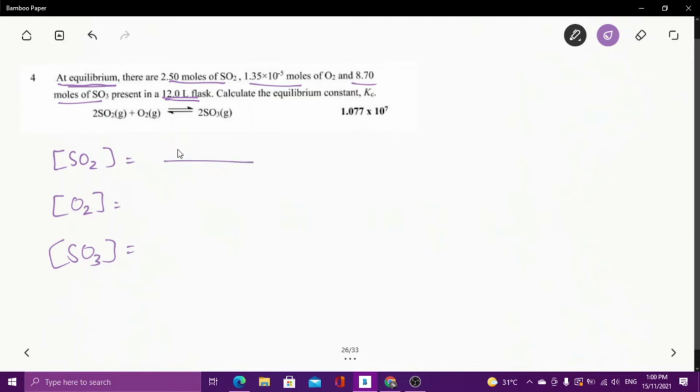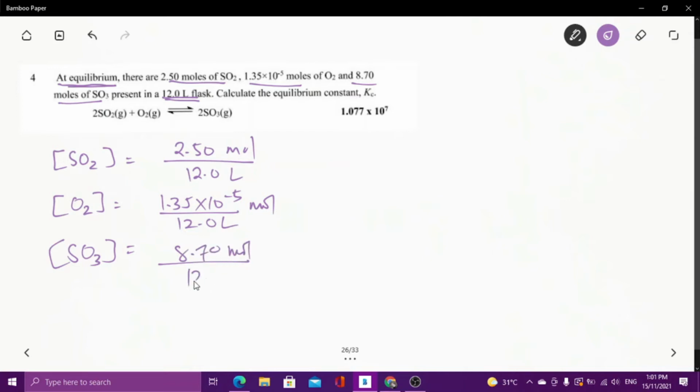So macam contoh SO2, we have 2.5 moles bahagikan dengan 12 liter. So it's always moles over volume. Ini pun sama juga, 1.35 times 10 to the power of negative 5 over 12 liter. And this one SO3 kita ada 8.7, so 8.7 mole divided with 12 liter. Okay, so dapatkan value diorang.